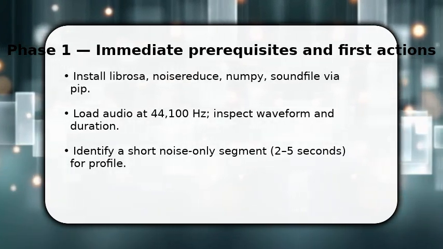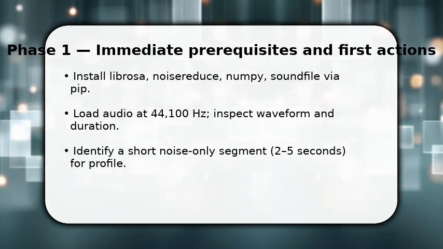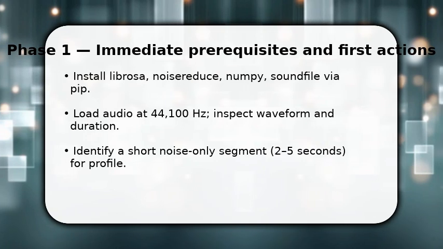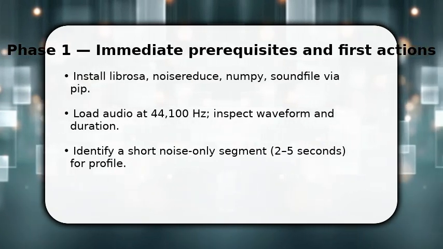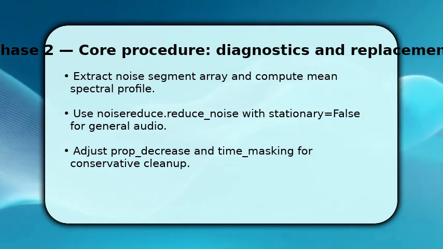Select a clean noise sample. 2 to 5 seconds works well, because that profile will teach the algorithm what to remove. Make sure the file is mono or converted to mono. Next, extract the noise segment array and compute its spectral characteristics so the reducer knows what to target.